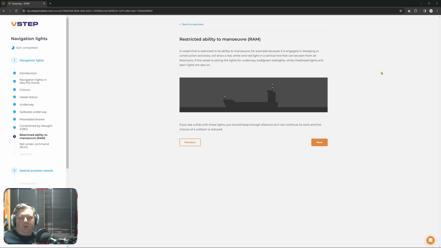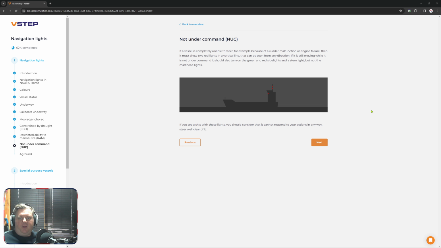Restricted ability to maneuver, RAM. A vessel that is restricted in its ability to maneuver, for example, because it is engaged in dredging or construction activities, will show a red, white, red light. Okay. In a vertical line that can be seen from all directions. If the vessel is sailing, the lights for underway, red, green side lights, white masthead lights and stern lights are also on. Okay, gotcha. If you see a ship with these lights, you should keep enough distance so it can continue its work and the chance of a collision is reduced.